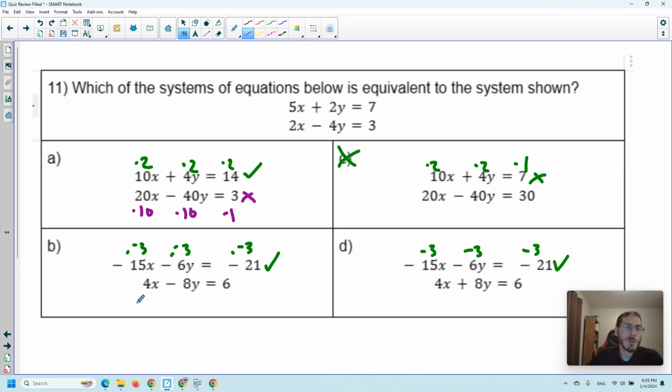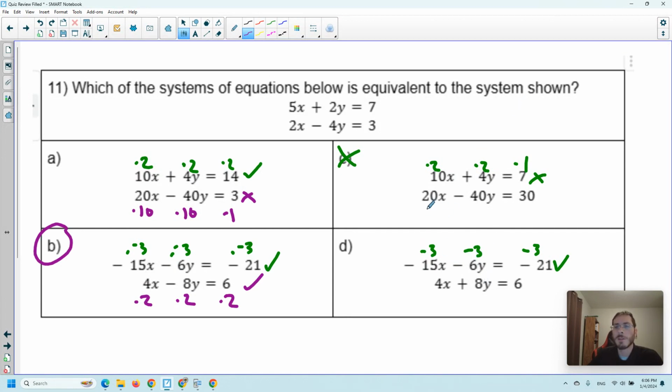We'll check out part B. 2 times 2 is 4. So far, so good. -4 times 2 is -8. Still so far, so good. 3 times 2 is 6. That one worked out, so we're picking B. I don't really need to check D since it doesn't ask for more than 1.